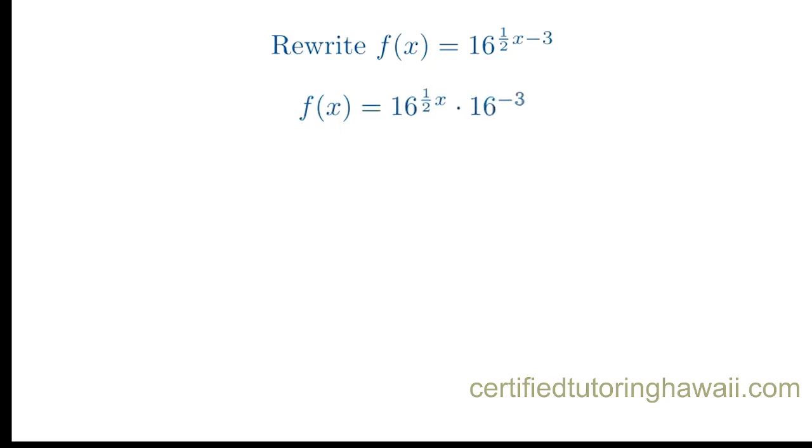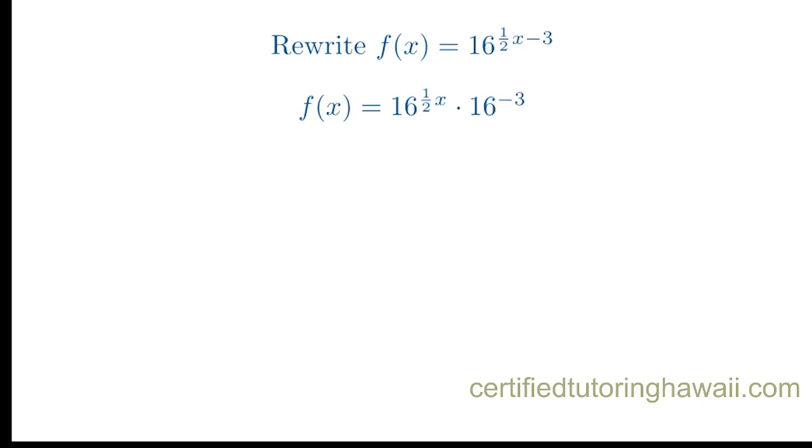We're asked to rewrite the function f of x equals 16 to the power of 1/2 x minus 3. We can see multiple transformations here. First, let's use the product property to separate the subtraction and the exponent into two separate terms. This gives us 16 to the power of 1/2 x multiplied by 16 to the power of negative 3. Now we can simplify each of these two terms.